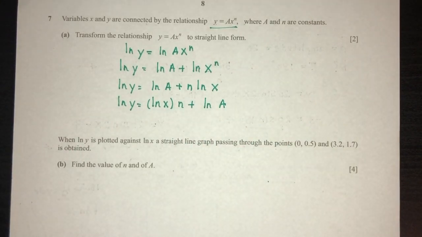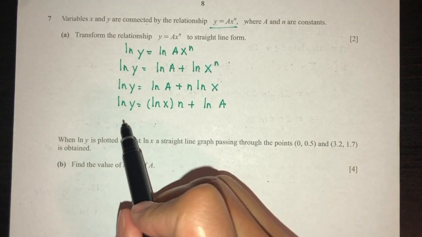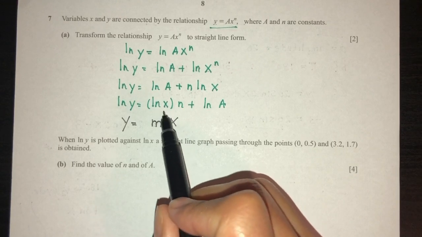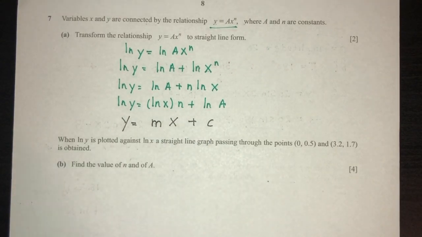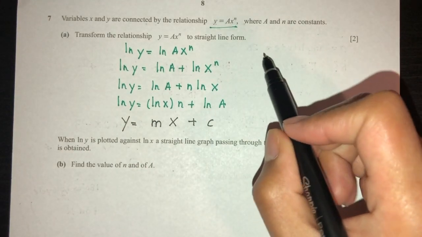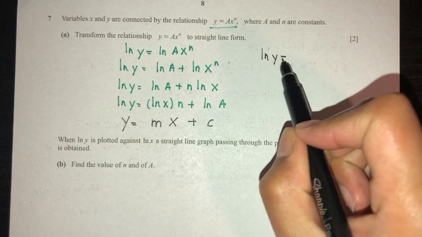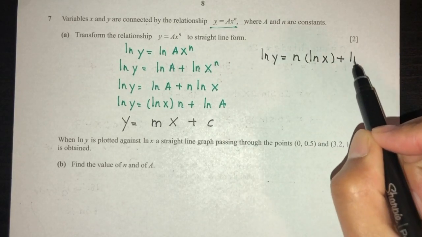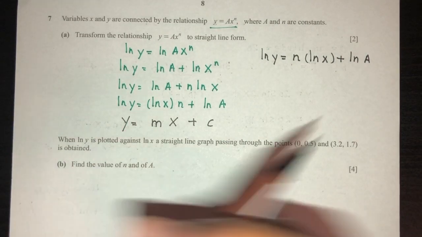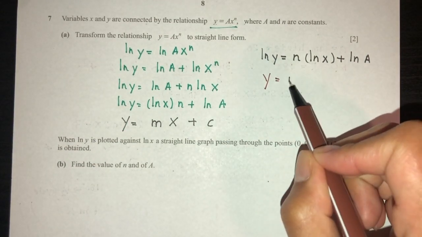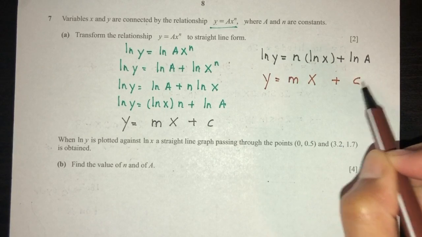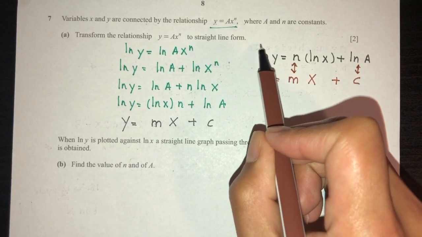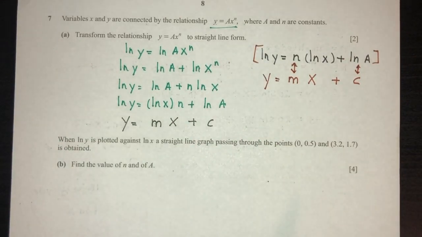So that will be your straight line form, because if you look at this, it resembles y equals mx plus c. Okay, I'm not going to confuse you, let me write this down again. So you have ln y is equal to n ln x plus ln a. This is basically y equals mx plus c, where m is the gradient and this one is your y-intercept. So this will be your answer for part A.